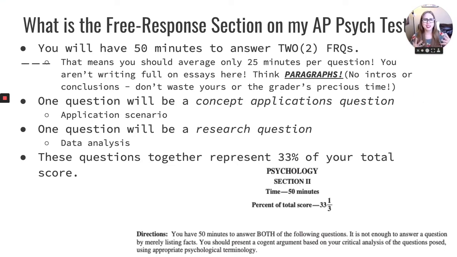Alright, so what is the free response section on your AP test? I know that a lot of you have taken an AP test before, but it looks a little bit different on the AP Psych test. So you are going to have just 50 minutes to answer 2 free response questions. This means that you should average about 25 minutes per question.